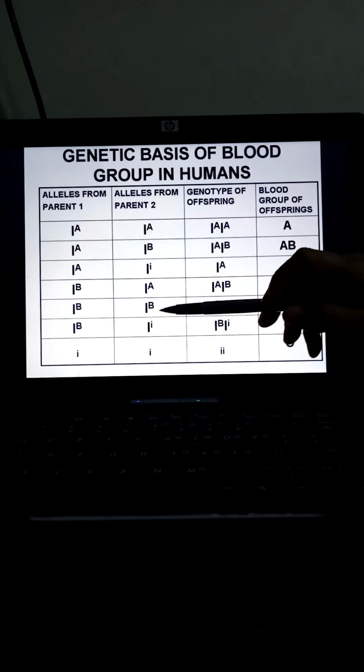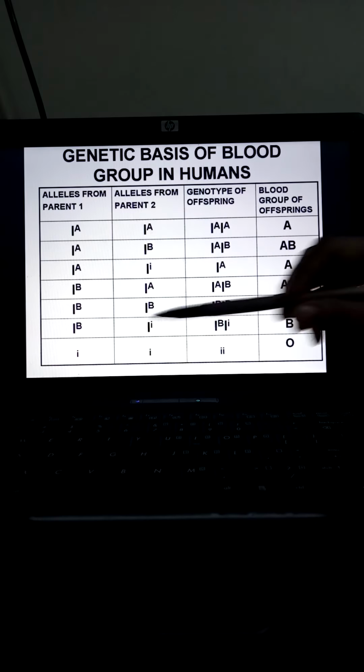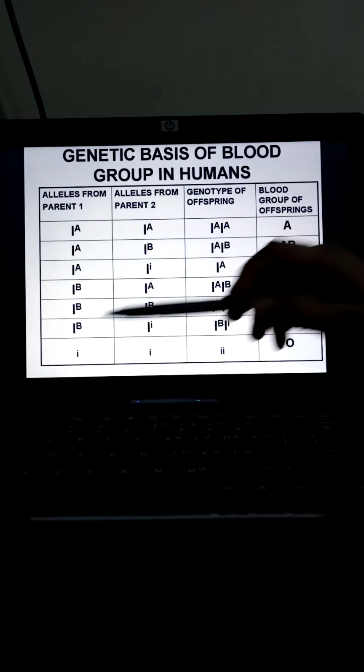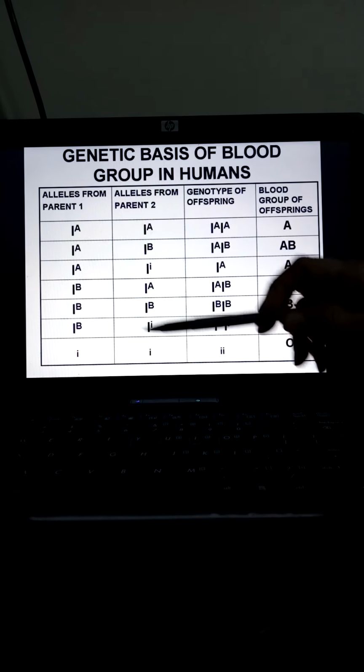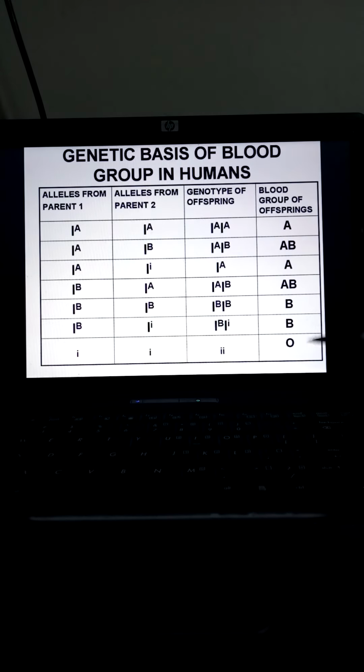If B is there, another B is there, then the B blood group. B and i, B is dominant, so it is going to express itself. Only when i and i, both of them are present in the parents. Both of the parents will have i and i, then and then only O blood group will be formed, or the zero blood group will be formed.